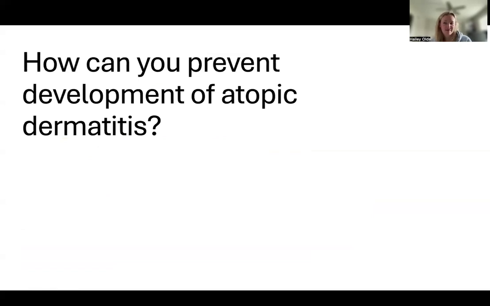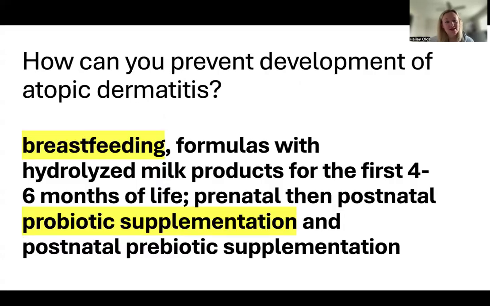How can you prevent the development of atopic dermatitis? So there's a lot of different things that you can do. So breastfeeding, formulas with hydrolyzed milk products for the first 4 to 6 months of life, prenatal and postnatal probiotic, and postnatal prebiotic as well. Also, some studies have shown that daily moisturizer of babies can prevent it as well. And then there's also some evidence for omega-3 supplementation and vitamin D supplementation.